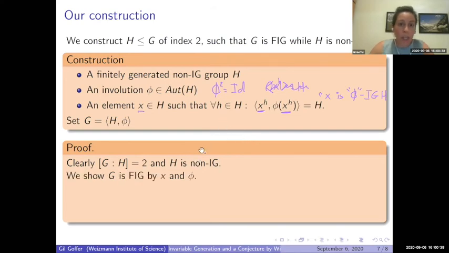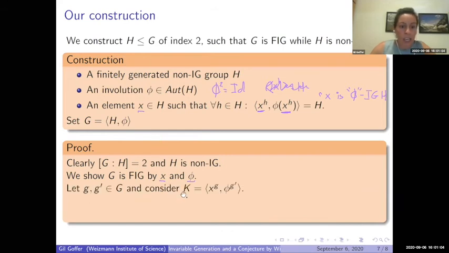And now we're going to claim that G is actually such a G. If we have these properties, we claim that such G is indeed FIG, by these two elements. FIG, so I need to give you a finite subset. This is going to be these two elements, x and phi. What does it mean to say that G is FIG? It means that every conjugate of x and conjugate of phi together generate the full group.